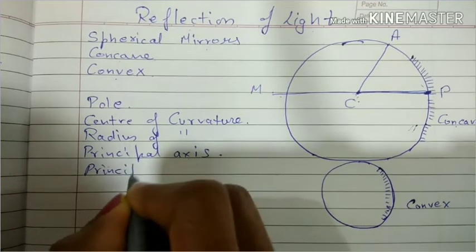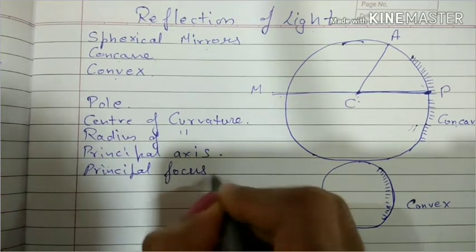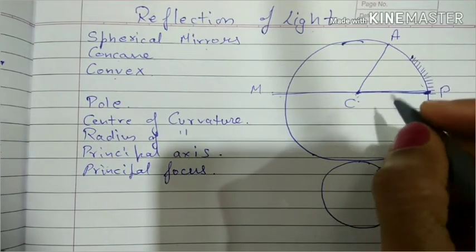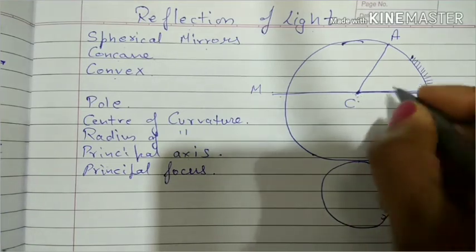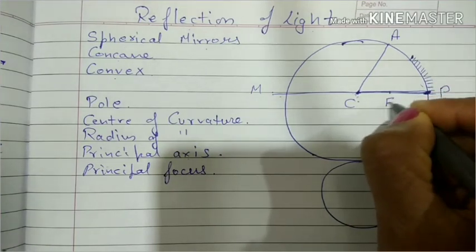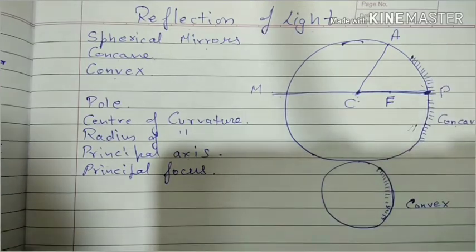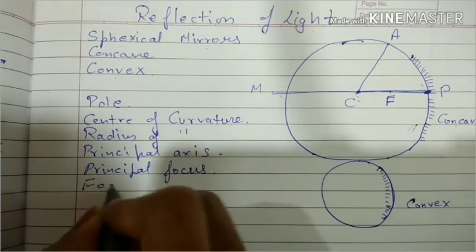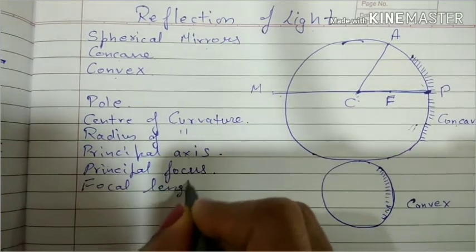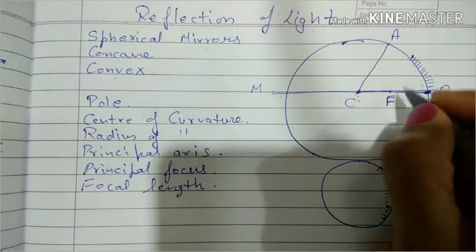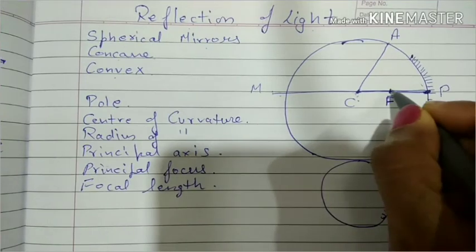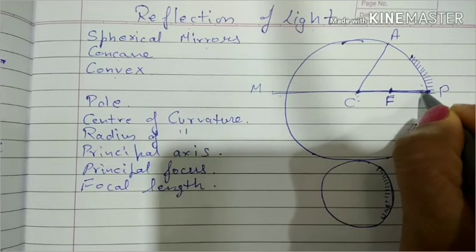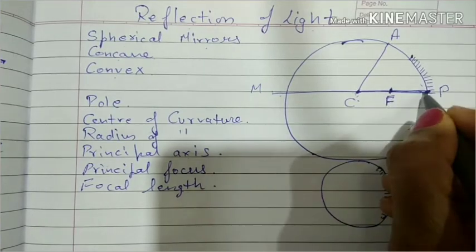Now the next one is principal focus. Maybe I'll draw some separate diagrams to explain principal focus, but for now let's assume here the point F is the principal focus. We'll take that in some time. And the last one is focal length. The distance between the pole and the principal focus is called the focal length, and this distance is half the length of the radius.